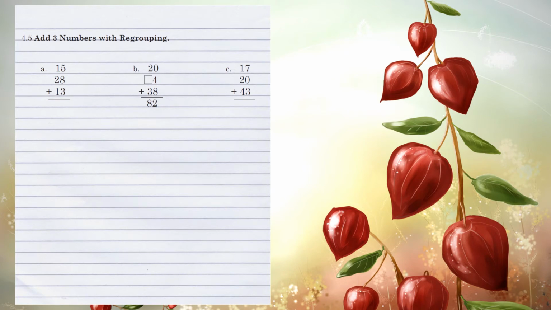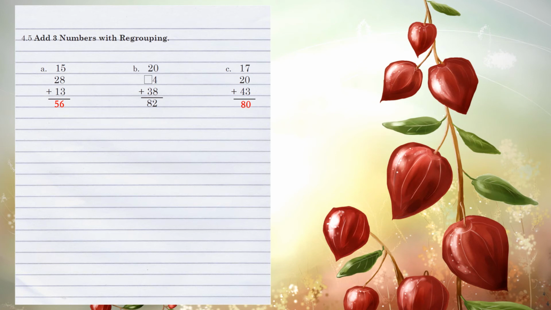Unit 4.5, adding 3 numbers with regrouping. Example A. We're going to start off in the first column, adding all 3 numbers together. So we have 8 plus 5, which is 13. 13 plus 3, which is 16. So we're going to write down the 6, carry the 1. Now add up all 4 numbers in the tens column. 1 and 1 is 2. 2 plus 2 is 4. 4 plus 1 is 5 for an answer of 56.